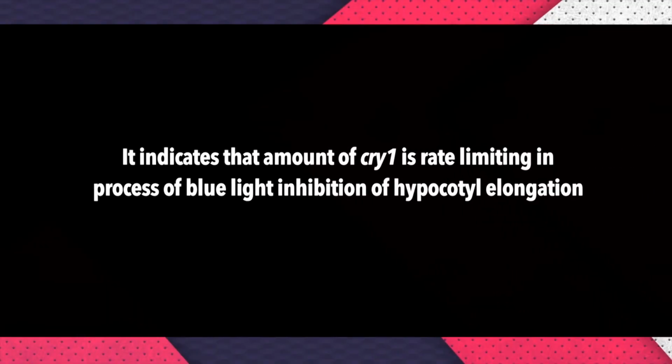It indicates that the amount of Cry1 is rate limiting in the process of blue light inhibition of hypocotyl elongation. Transgenic Arabidopsis plants overexpressing Cry2 also showed a short hypocotyl phenotype in blue light, which led to the hypothesis that Cry2 is also involved in hypocotyl inhibition. Furthermore, it was found that the Cry1 Cry2 double mutant exhibited a more pronounced long hypocotyl phenotype when grown in continuous blue light than the Cry1 or Cry2 monogenic mutant. This suggests a partially redundant function of the two cryptochromes in this response.